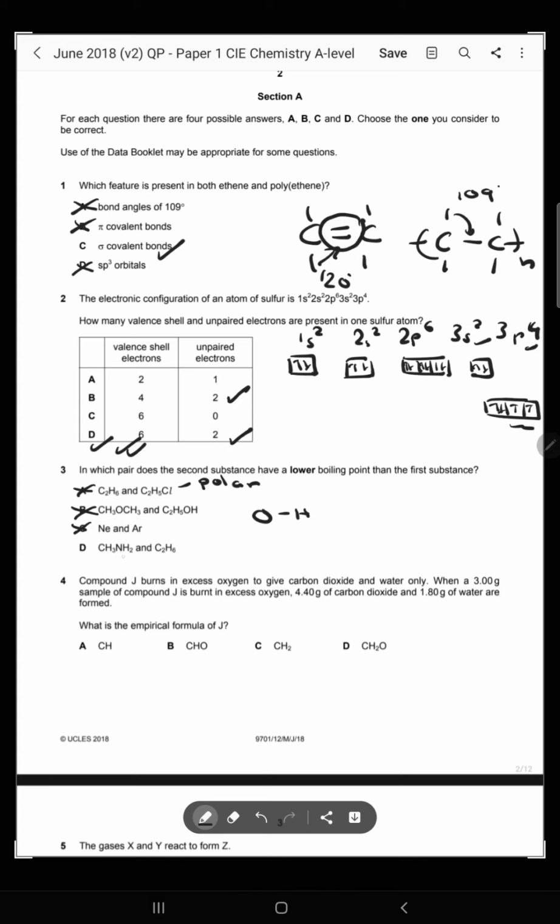CD3NH2 is polar. N–H bonds are polar. So this is going to be polar, whereas C2H6 is only going to have van der Waals forces as C–H bonds are non-polar. So this is going to have a lower boiling point. So this is going to be the correct answer.